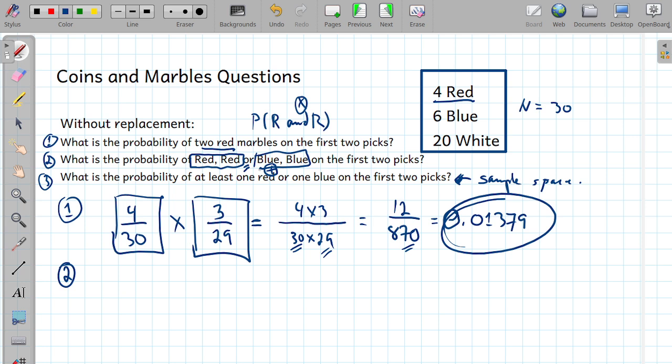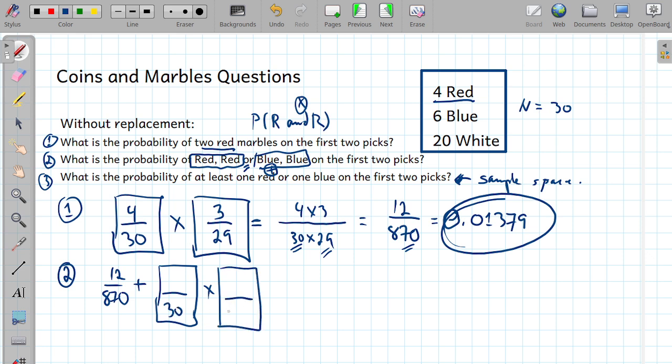So we already know we have 12 over 870 right there. Or means add, and now we have to figure out blue, which we'll do exactly the way we did previously, except the numerators are going to change. So this will be 30, this will be 29, this is a 6, and this is a 5. So now we have 12 over 870, and then we have 30 over 870. We have common denominators, so don't let that panic you. That's just 870. And 12 and 30 is 42. So 42 divided by 870 should be our answer.